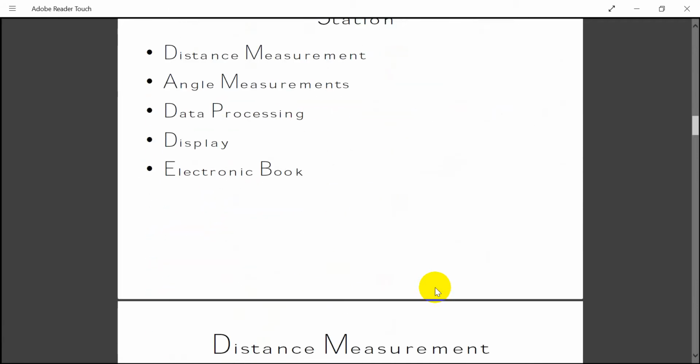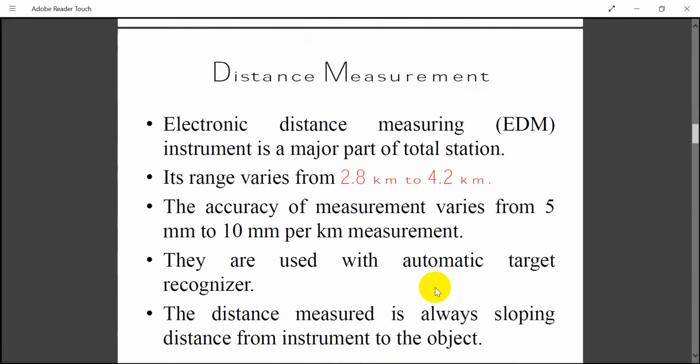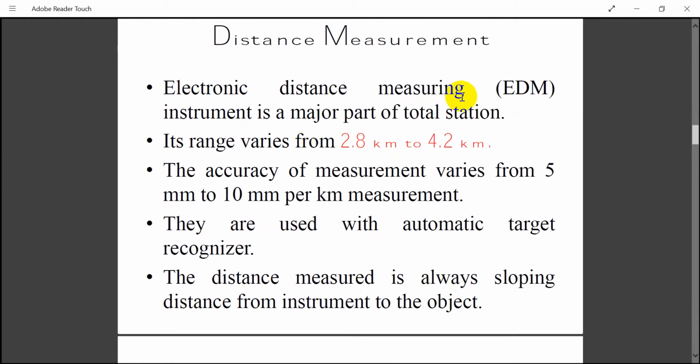Okay, so the important total station operations: distance measurement. The electronic distance measurement instrument is a major part. Its range varies from 2.8 kilometers to 4.2 kilometers. Almost 4 kilometers. Wow, it's too good. You can take readings up to a 4 kilometer range.